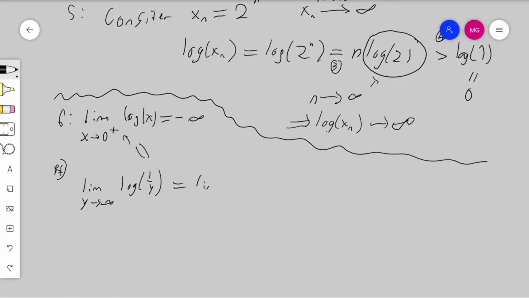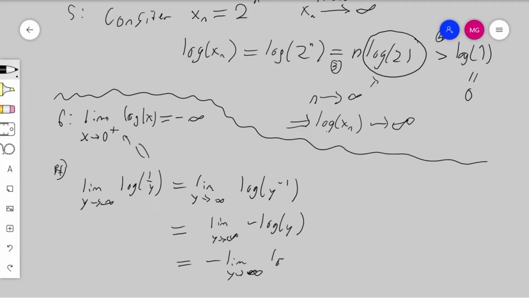And so this is equal to the limit as y goes to infinity of log of y to the power minus 1, which is a more suggestive way to write that, because now, of course, we know that we can pull exponents down in front as coefficients. And so this becomes the limit as y goes to infinity of a minus log of y. And this minus sign, in fact, can be pulled out one more time. So this equals, we can pull it out in front of the limit itself, the limit as y goes to infinity of log of y.